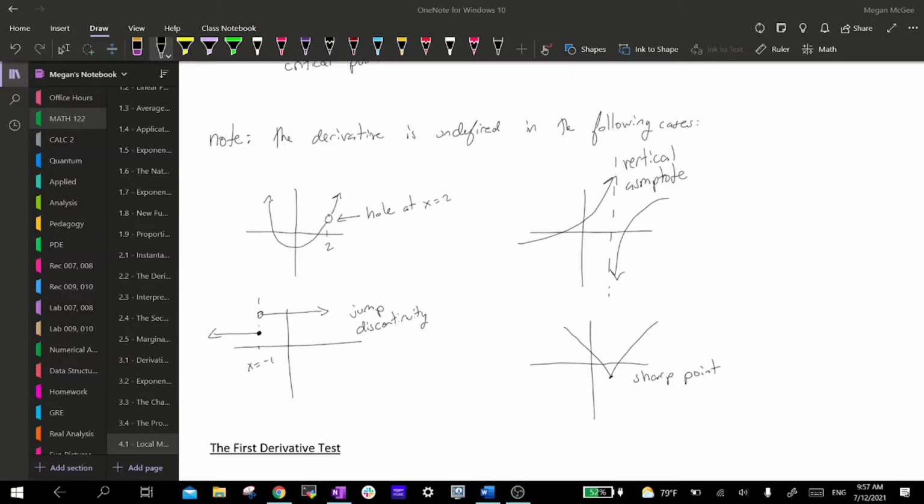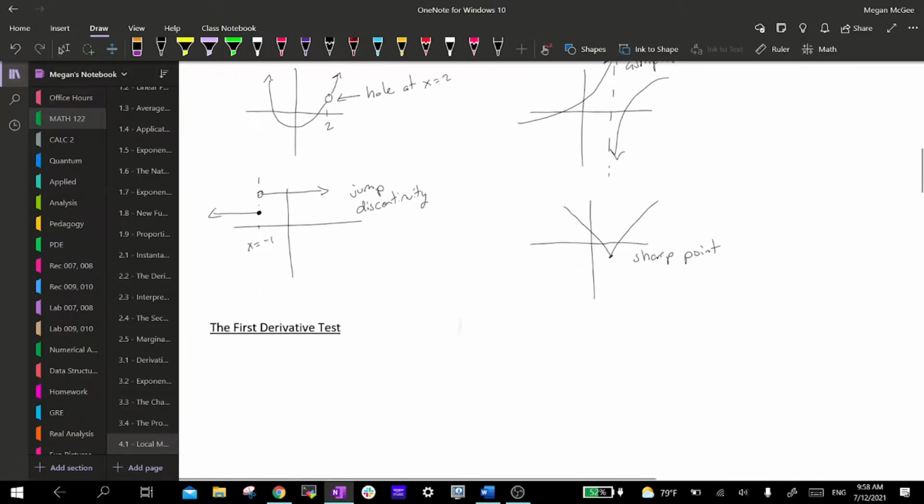okay? When we're dealing with a smooth curve, all right, and we are gradually sloping, our derivative is changing gradually, okay? So we can handle something like that. Where we have this jump discontinuity and this sharp point, our derivative would change too quickly. So it's not possible for us to actually calculate this. All right, so that is why we are undefined at these points.